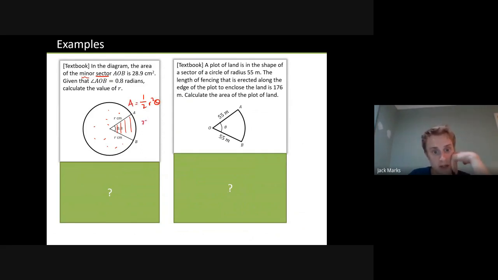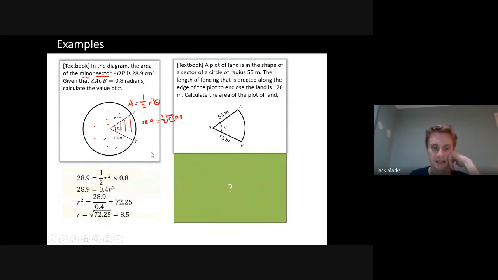Sector area is 28.9 equals half r squared, and I know the number 0.8. Can you see r is the only unknown there? So I can use inverse operations to find out r. I know it's solving an equation, and if you solve in general x squared, you should have two solutions. It should be plus or minus. However, radius is distance. Distance is a scalar quantity. Positive only, please.